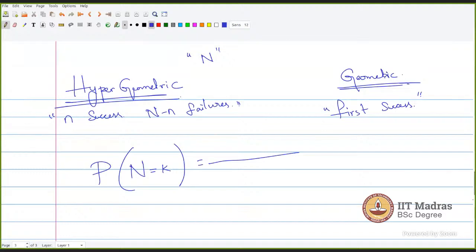In the denominator, we should have capital N choose small n, and in the numerator, we should have two parts. One will have capital K choose k, and the other one will have capital N minus capital K choose small n minus k. Okay.